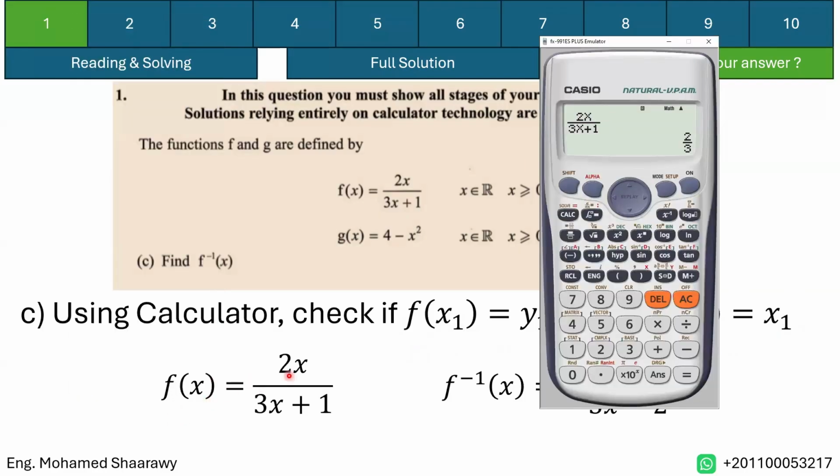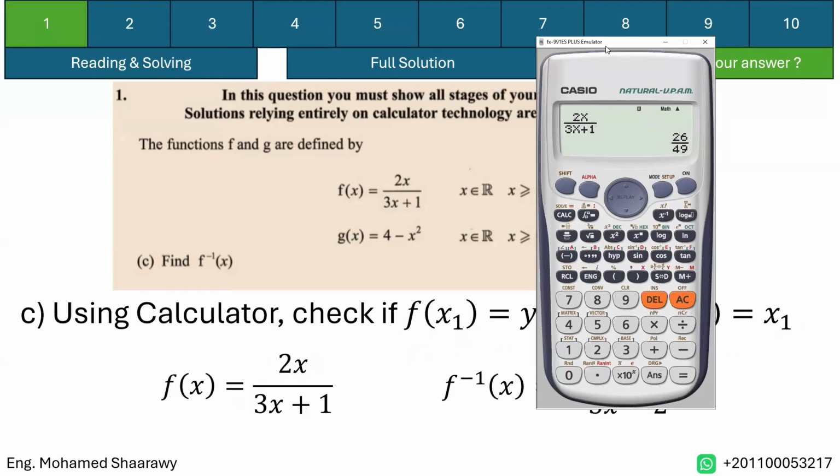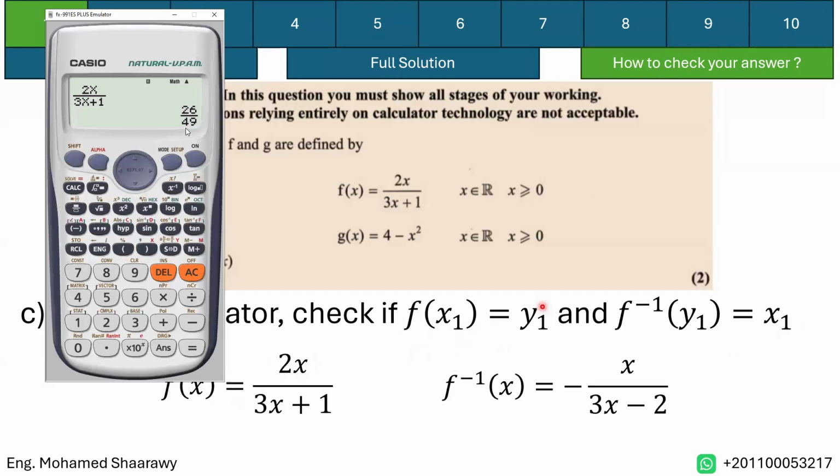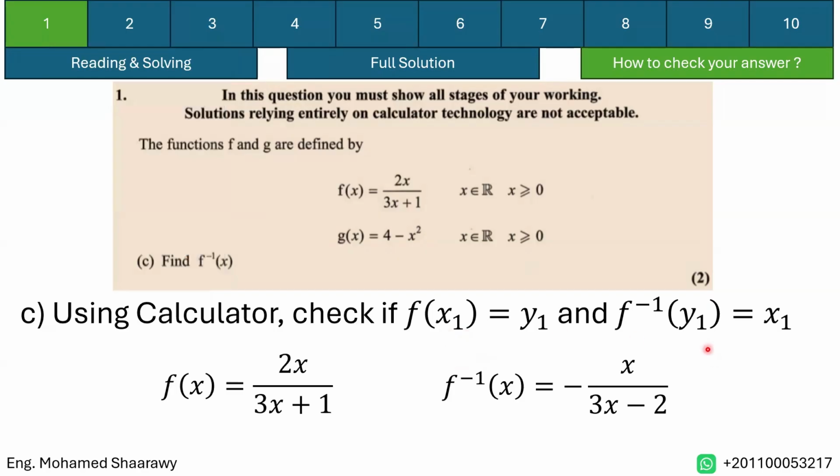So for example, let me try with you. Let's replace x with, let's say, 1.3. The result should be 26/49. Now take this 26/49 here as an input. It should give you the input of the first, which was 1.3. So let's try x over 3x minus 2, with 26/49 as an input. Yes, it gave me exactly 1.3. So these functions are inverse to each other. The input of any one of them is the output of the other one.